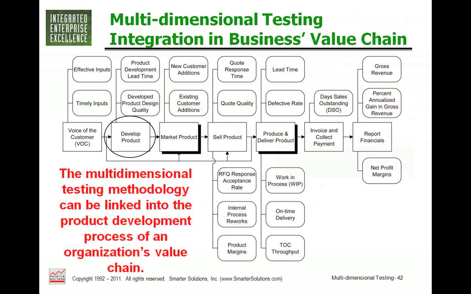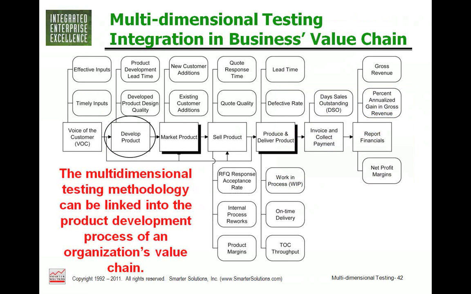If we look at any one of those functions, the rectangular boxes, we can then create the oblong boxes that describe the metrics we're going to use relative to quality, cost, and time. If we look at produce and deliver product, it will be defective rates, lead time, WIP, on-time delivery, and constraint throughput, which is a financial metric. If we look at develop product, we're looking at product development lead time and product development design quality. That's what we really want to focus on improving.